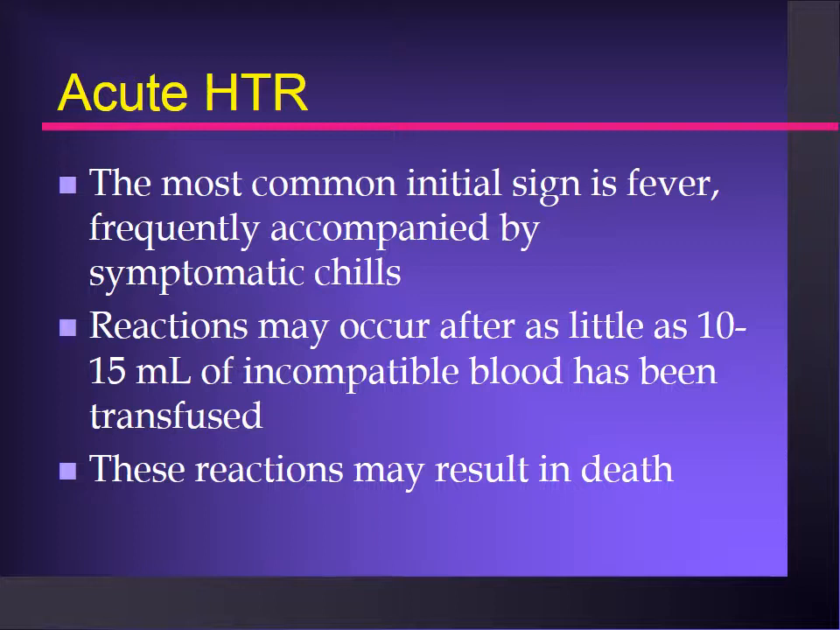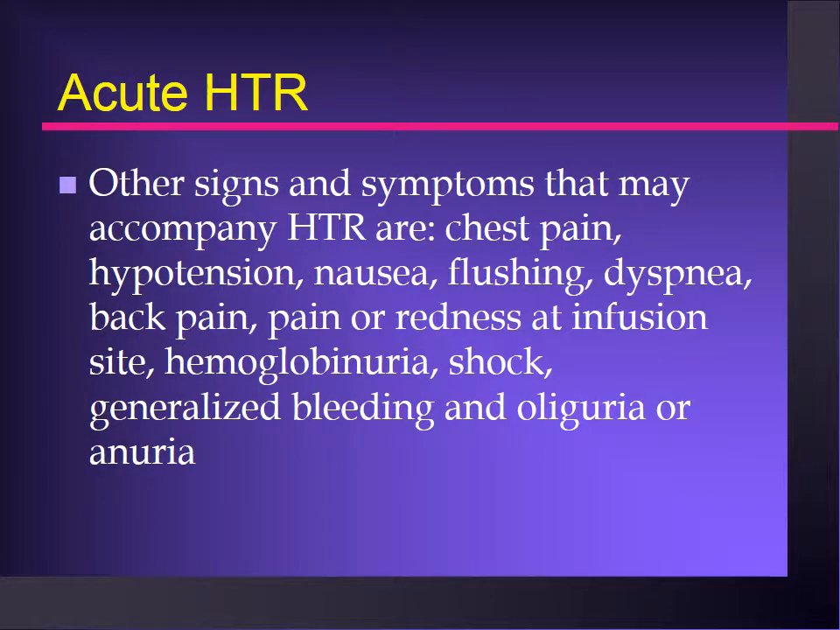The most common initial sign is fever, frequently accompanied by symptomatic chills. You may see signs of a reaction after as little as 10 to 15 mL of incompatible blood has been transfused. These are the reactions that may result in death. Other signs and symptoms that may accompany a hemolytic transfusion reaction are chest pain, hypotension, nausea, flushing, dyspnea, back pain, pain or redness at the infusion site, hemoglobinuria, shock, generalized bleeding, and oliguria or anuria.